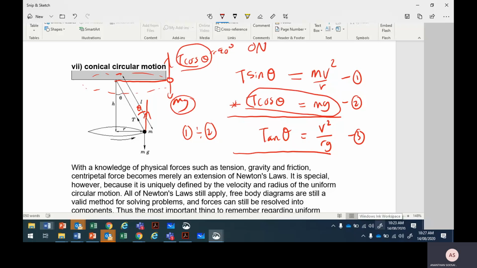So when you increase the speed, what happens to the angle? Increase the speed, the angle increases, right? Increase the speed, the angle will increase. So therefore, the R gets wider. What type of force provides the centripetal force here? The horizontal component of the tension provides the centripetal force.